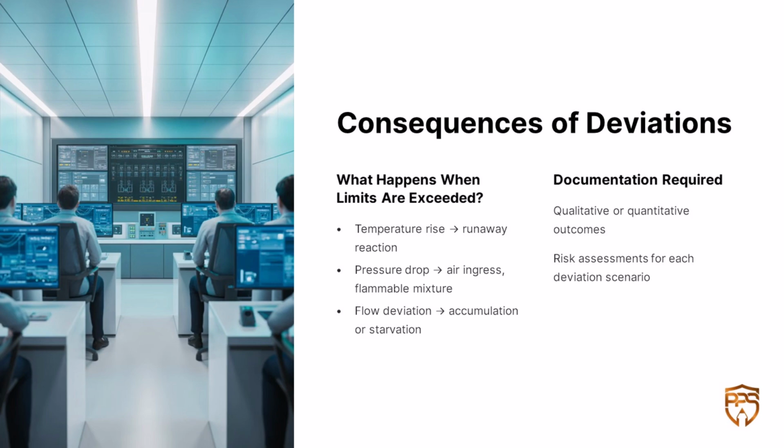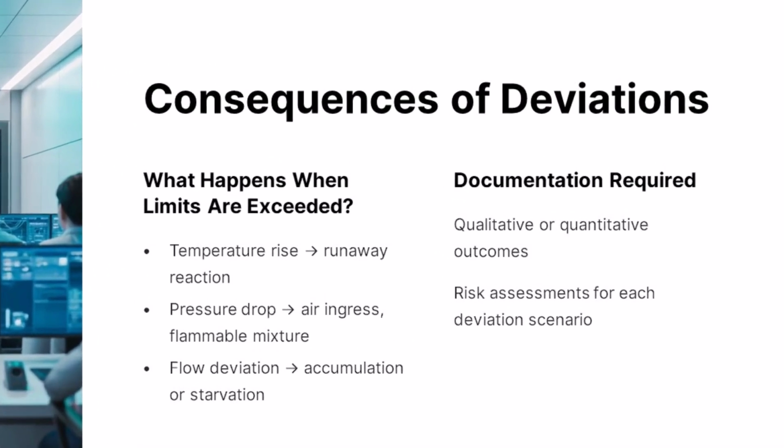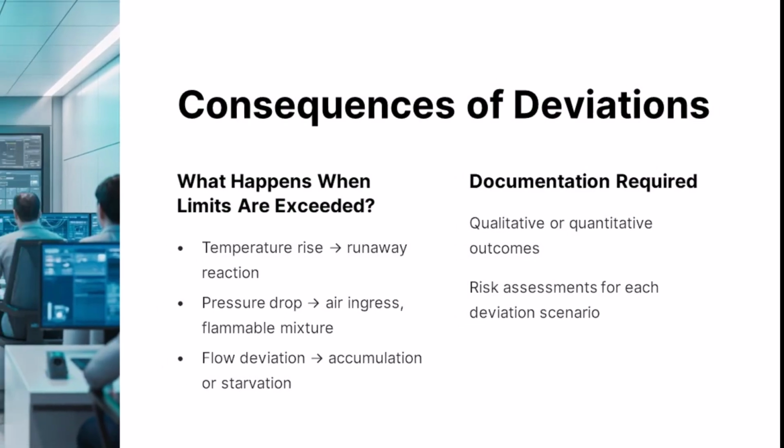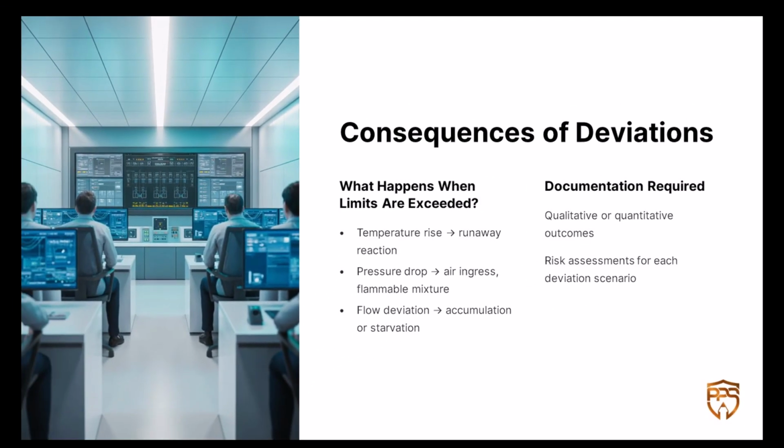Consequences of deviations: evaluate what happens if the process deviates outside the safe limits, like a rise in temperature that can lead to runaway reaction, or a drop in pressure that can allow air ingress into a flammable mixture. Describe potential outcomes qualitatively or quantitatively, like risk of explosion.